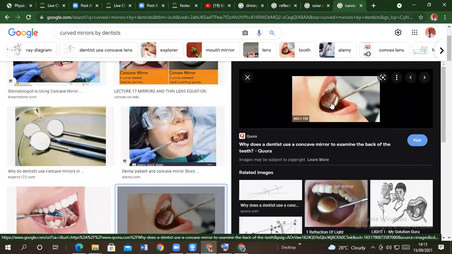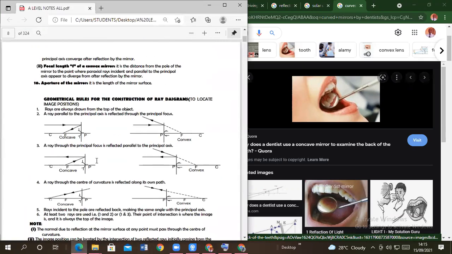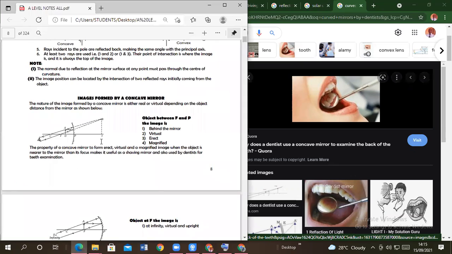The object, which is the tooth this time, is placed between the focal point and the pole of the mirror such that a magnified image is observed. Previously, this is the kind of scenario we were looking at when we were drawing that kind of ray diagram. So this ray diagram, which I'm using here on my notes, is what we consider when we place an object between F and P. So the tooth is placed between F and P of this mirror such that the image that is formed is virtual, erect, and magnified.